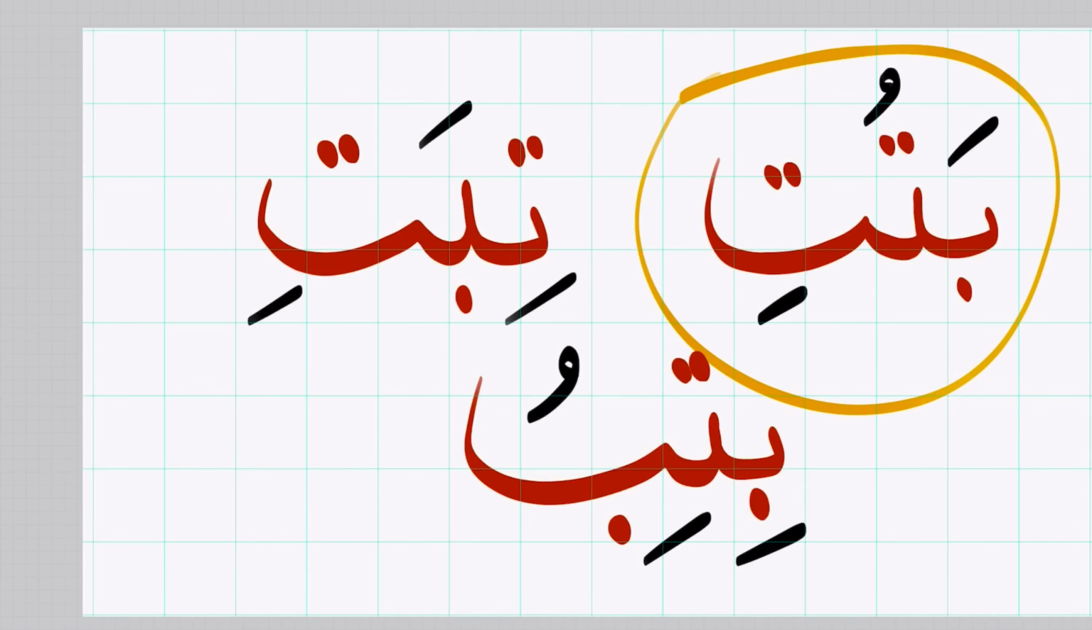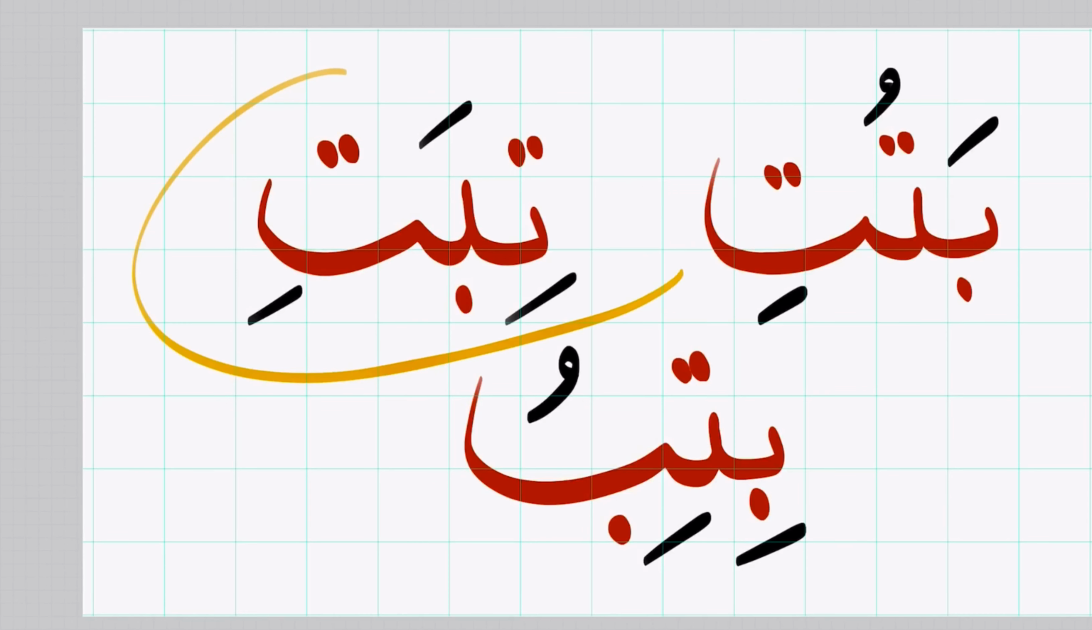The first word, you have a ba, a ta, another ta at the end. You have a short vowel fatha on the first letter, a short vowel damma on the second letter, a short vowel kasra on the third letter. How do you think this should be pronounced? Ba to ti. Ba to ti. Excellent.